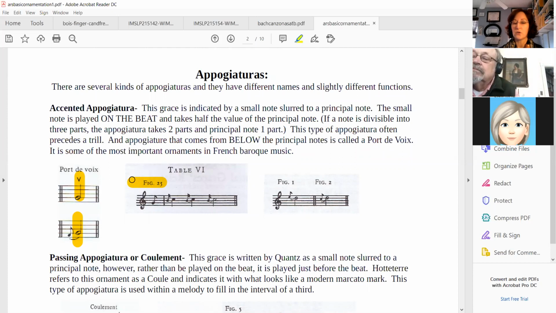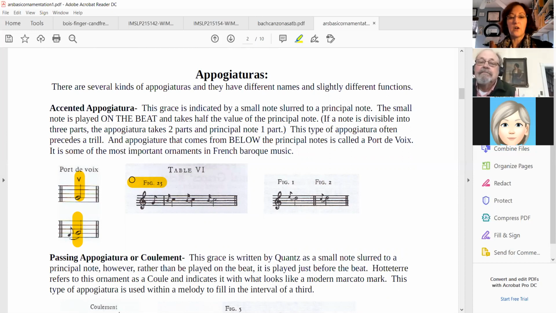Those are all appoggiaturas, accented appoggiaturas coming from below. Yes, sir? So why doesn't he just write it the way it sounds? Because I think if we really want to talk about it, why doesn't he just write out that note? Ink is expensive, and he's trying to give the performer a little bit of leeway. If it's actually printed as a note, I think the performer might feel more like they have to do it, instead of as an essential grace that they have the option to do.